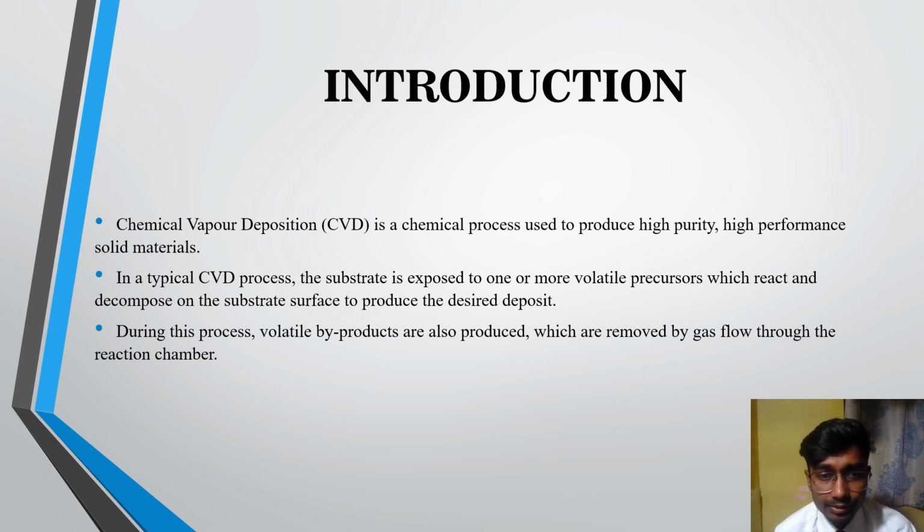Introduction. Chemical vapor deposition is a chemical process used to produce high purity, high performance solid materials. In a typical CVD process, the substrate is exposed to one or more volatile precursors, which react and decompose on the substrate surface to produce the desired deposition. During this process, volatile byproducts are also produced, which are removed by gas flowing through the reaction chamber.